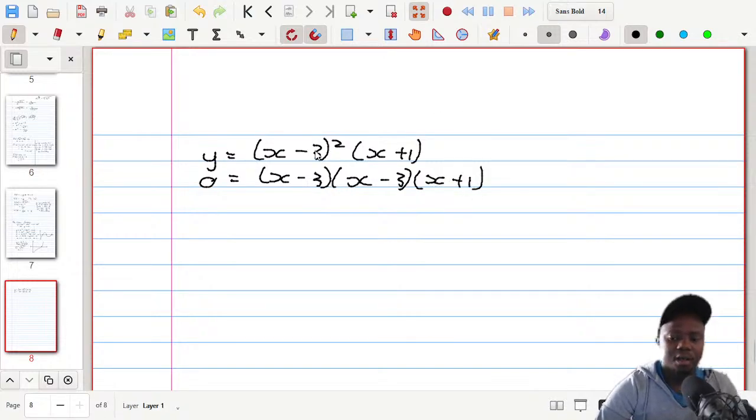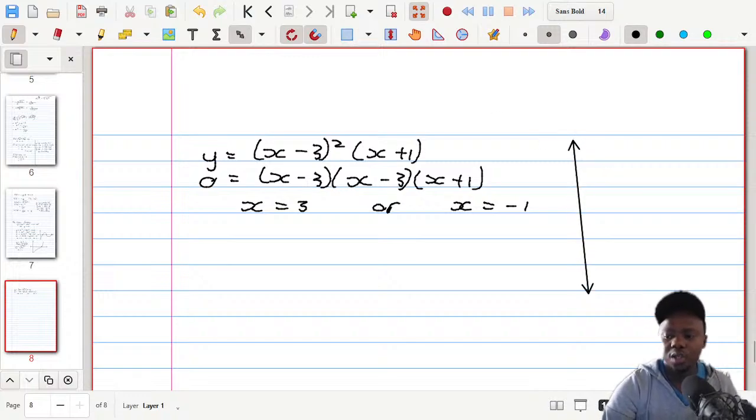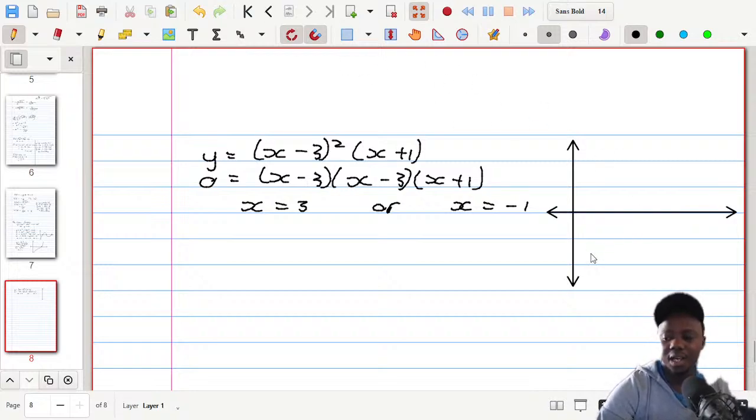Now, we are going to say x is equals to 3 or x is equals to negative 1. Please take note, there's no point in saying x is equals to 3 or x is equals to 3 since it's the same thing. Here we actually have 2 x-intercepts, and for such a graph, usually what would happen is the x is equals to 3, or the x-intercept that's repeating, becomes a turning point.